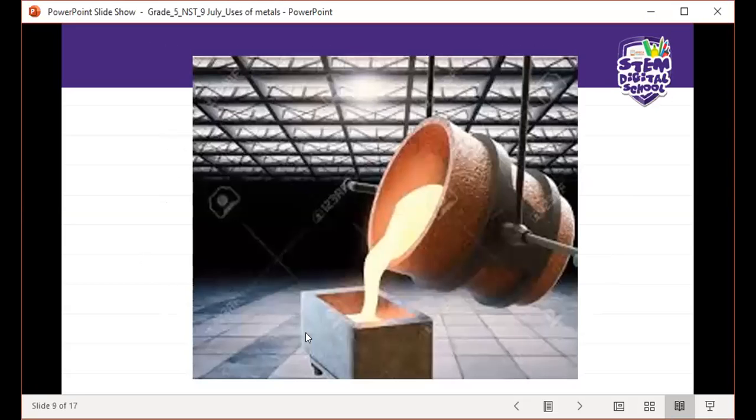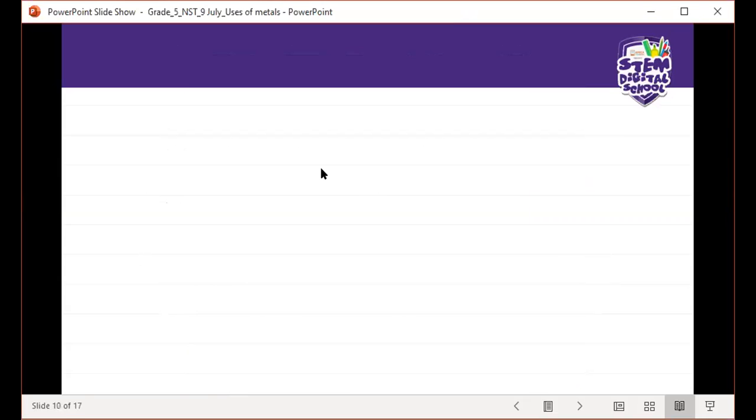Okay, so here we have an example of how metal is molded. It would be heated up and placed in a mold that would give the metal its form. So here's an example of how metals are molded. All right. And if we can just move on.